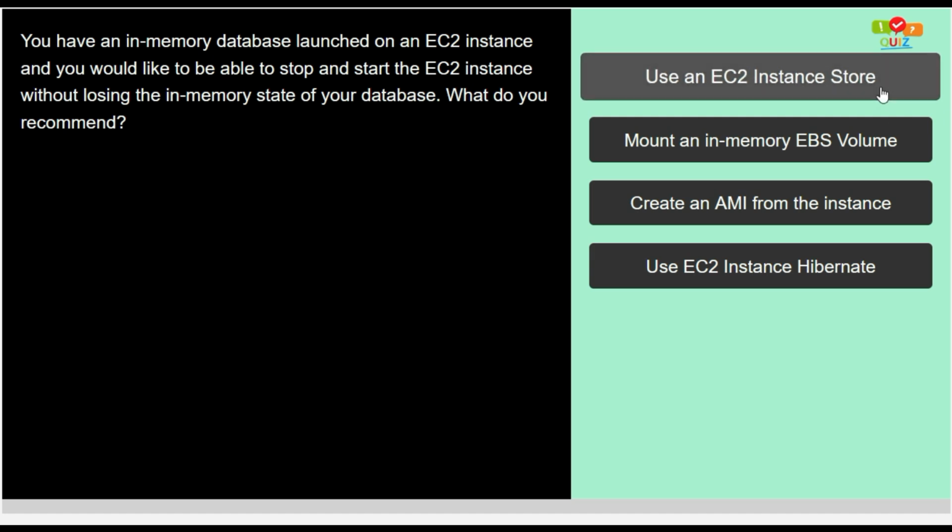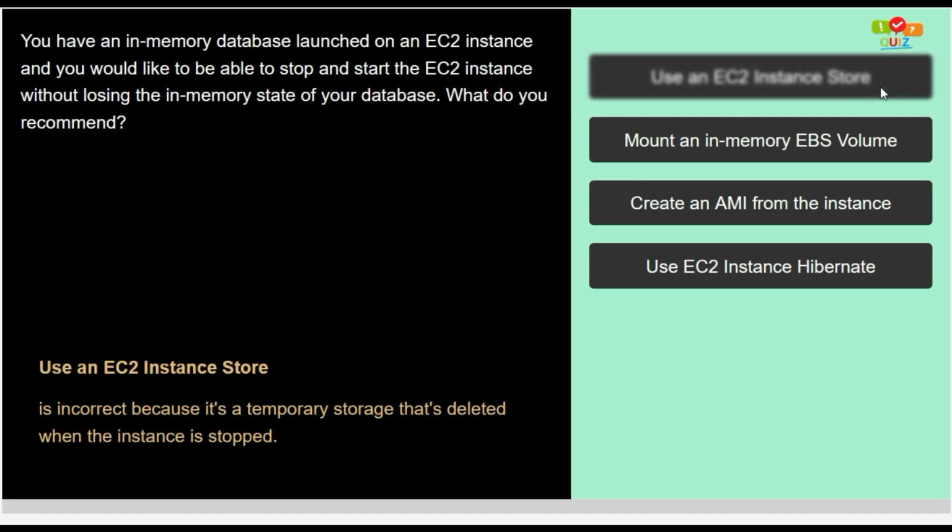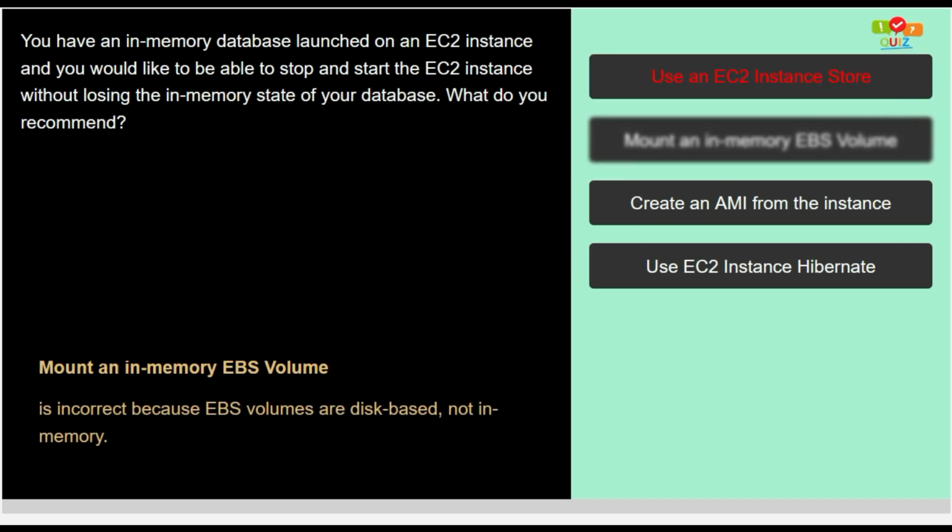Okay, so let us start with option 1. Use an EC2 instance store. This option is incorrect. Why? Because it is a temporary storage that's deleted when the instance is stopped. Right? So option number 1 is the wrong answer. Let us go to option number 2. Mount an in-memory EBS volume. This option is incorrect because EBS volumes are disk based, not in memory. Okay, so this is also the wrong option.